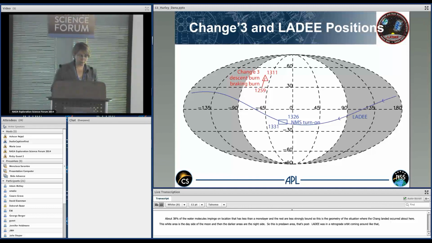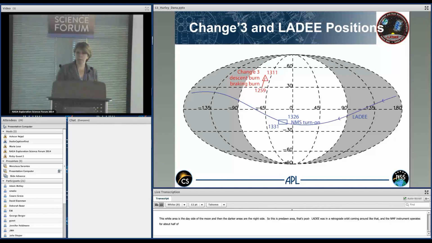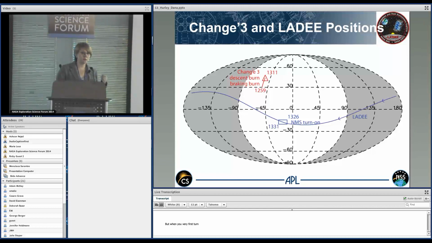The NMS instrument operates for about half of the orbit on any orbit that it was turned on. And when it turns on and it's operating, it slowly warms up the temperature inside the instrument. And as that occurs, water that's stuck in the instrument comes off the walls and is detected by the instrument. But when you very first turn on the NMS, that water is still stuck to the walls, and the counts that you get are from water that's coming into the instrument from outside.